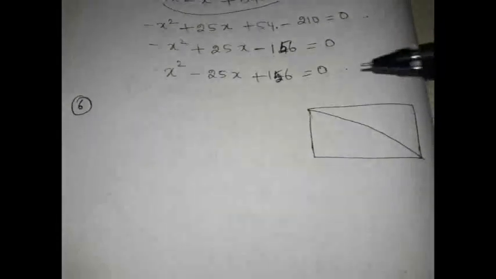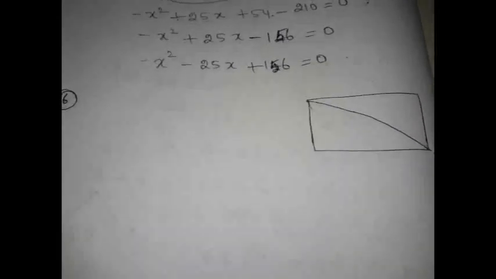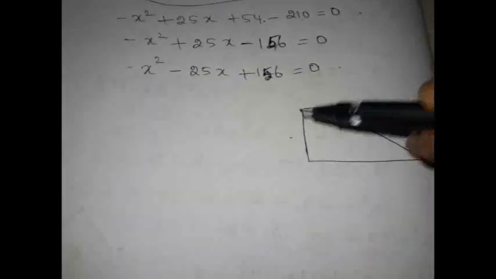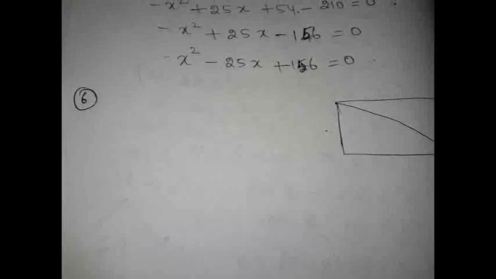Now see, this is the rectangular field. What is given? The diagonal of a rectangular field is 60 meters more than the shorter side. This is your shorter side, right? 60 meters more than your shorter side. If the longer side is 30 meters more than the shorter side, find the sides of the field. So when you have a relation like this, you start from the last one.